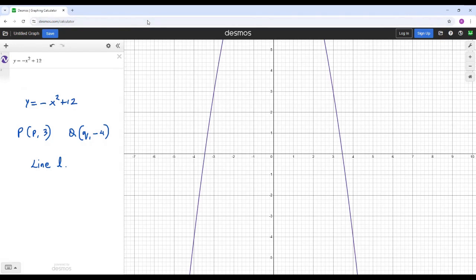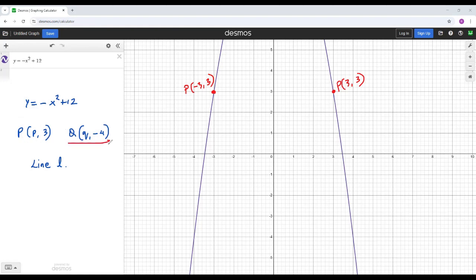Now I have to plot these 2 points, P of p comma 3 and Q of q comma negative 4. If I want to plot this point, I have to consider the point on the parabola where the y coordinate is 3. I think there are 2 points on the parabola where the y coordinate is 3. One is over here and the other one is over here. So we get 2 possible points for P. One is P of negative 3 comma 3, because for this point the x coordinate is negative 3. For this point the x coordinate is 3, that is P of 3 comma 3. So I got 2 possible points for this one.